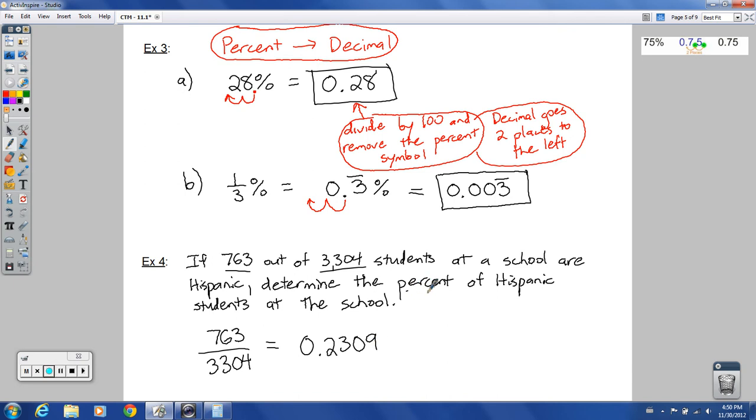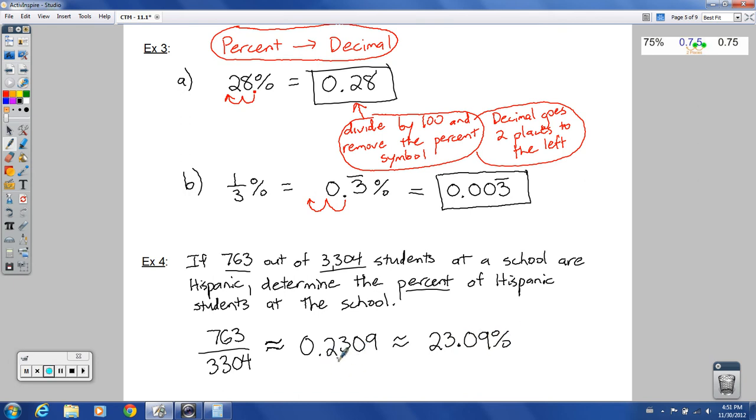0.2309. Notice it asks what percent. So we would take this. I did round this off, so I'm going to make this a squiggly equal sign, approximately equal to. And so that would be about 23.09%.